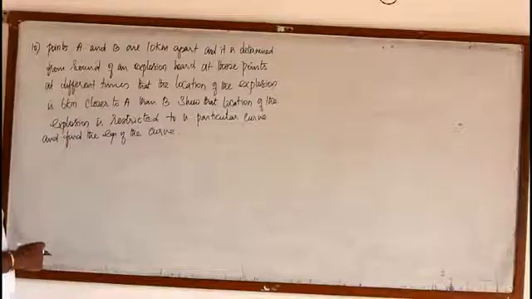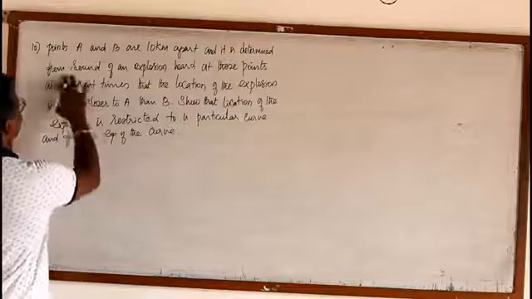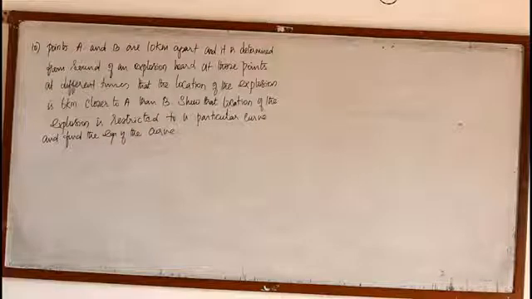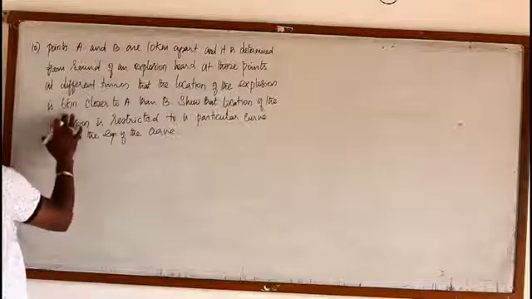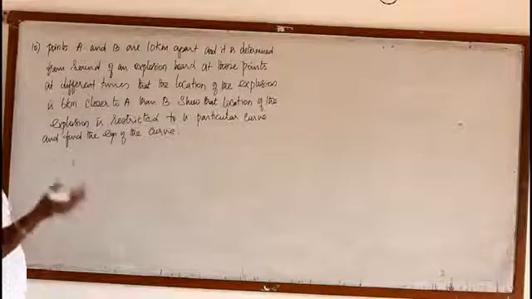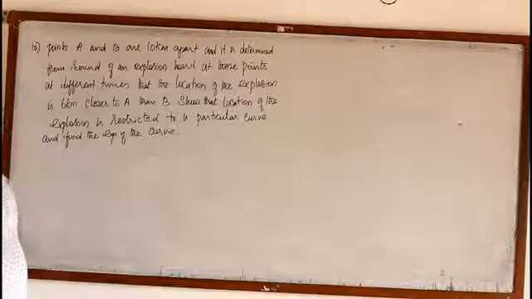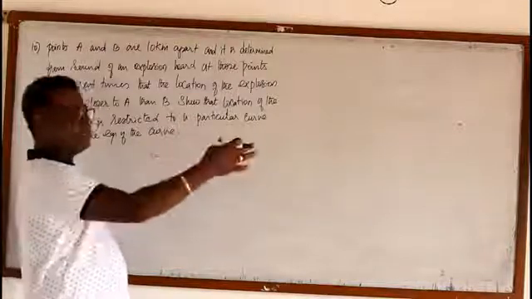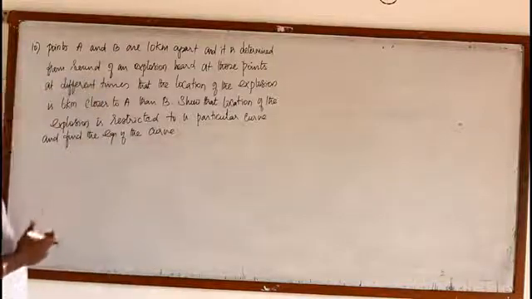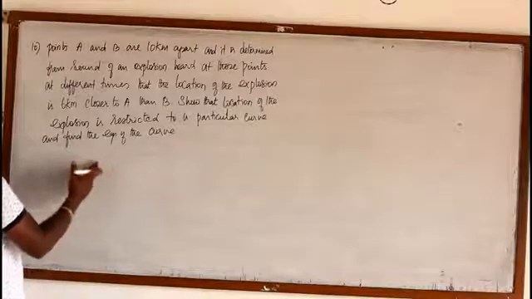Next, 10th problem. Points A and B are 10 km apart, and it is determined from the sound of an explosion heard at those points at different times that the location of the explosion is 6 km closer to A than B. That means when an explosion is happening, it is heard by A very soon, whereas B is somewhat farther, so he will hear it very late.